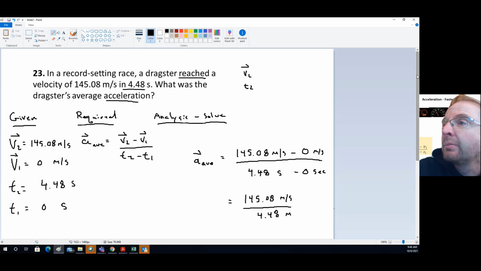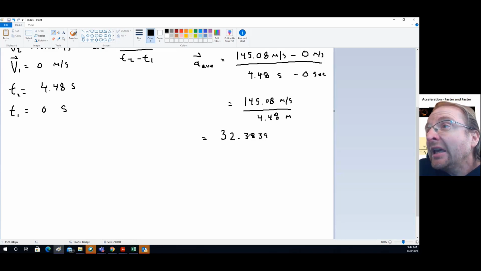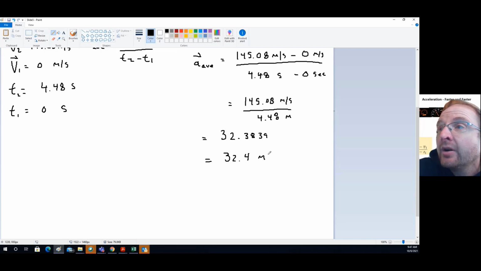Let me just scroll my screen down. So it equals 32.38. You don't need to write it all out, but write a bit of it out. 39. We only need 3 significant digits, so it's going to be 32.3 or 32.4. Do we round down to 0.3 or do we round up? Obviously, we round up. 32.4 meters per second squared. That's the acceleration of the drag racer.